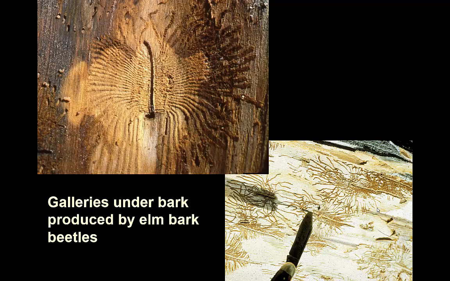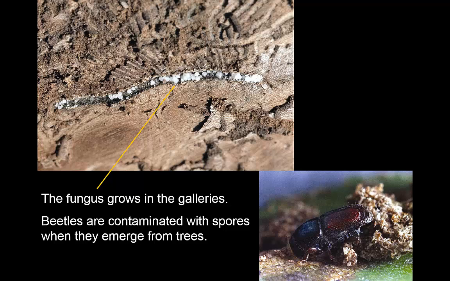Pictures of the galleries that are produced: again, a central gallery by the adult, and radiating galleries produced by the larvae. At the end of the galleries, they will pupate, and then they will emerge, cutting their way through the bark, making small exit holes. Now, if the tree has been infected with Dutch elm disease, then the fungus may grow in large areas of the tree. And in this case, we're seeing the egg gallery of the elm bark beetle with fruiting structures of the fungus growing in it.